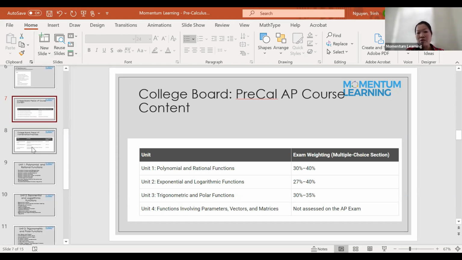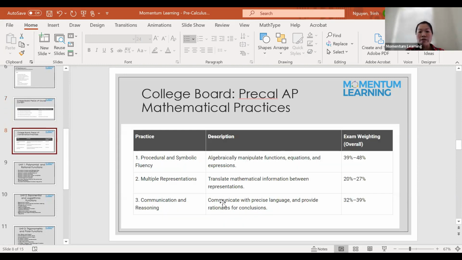And I say it's brand new, it's the first year, so I don't know how teachers are going to teach. I will definitely cover that because I want my babies to be prepared for the following year. That's the content. This is how AP wants the kids to do it. They want procedures and symbolic fluencies. They can change equation, table, graph, word problems, all of that. Multiple representations, communication. They need to be able to justify the answers. So showing steps is crucial.